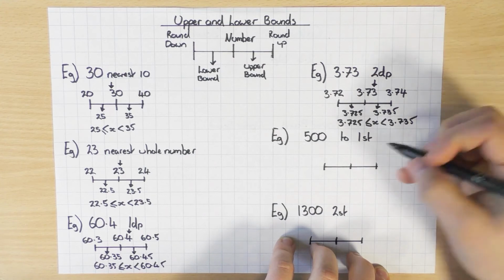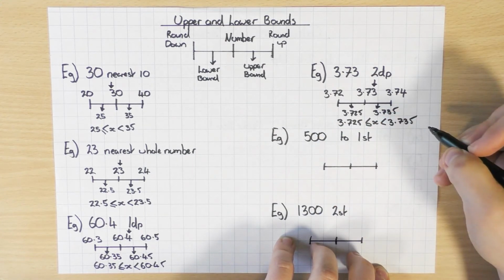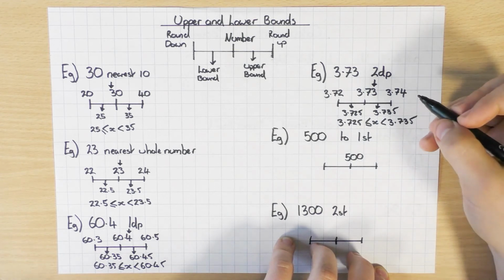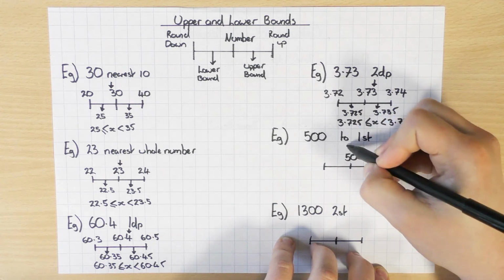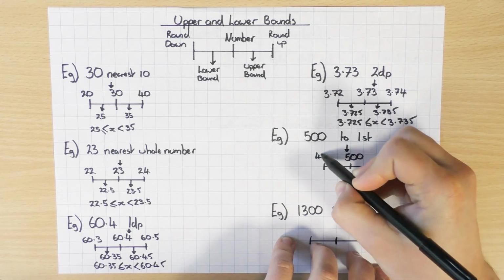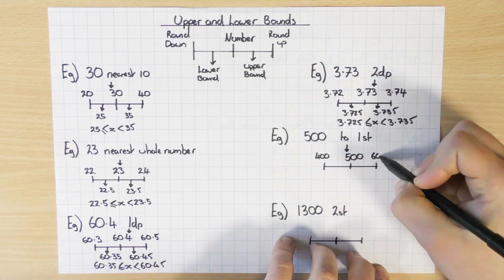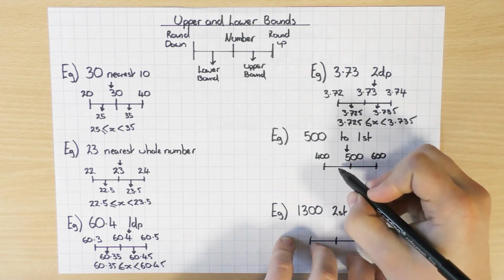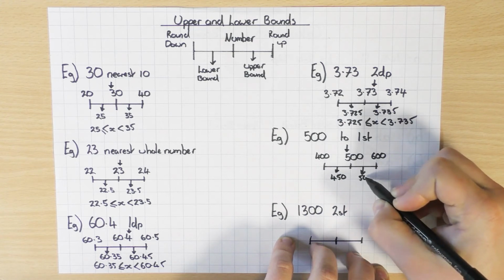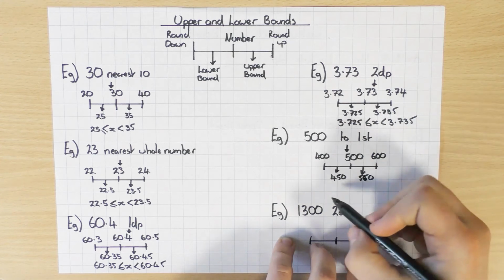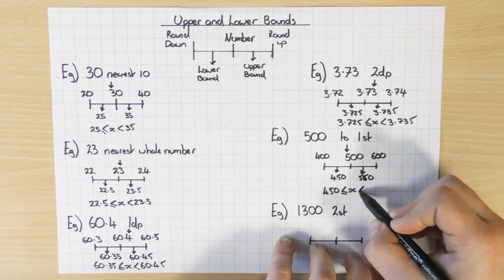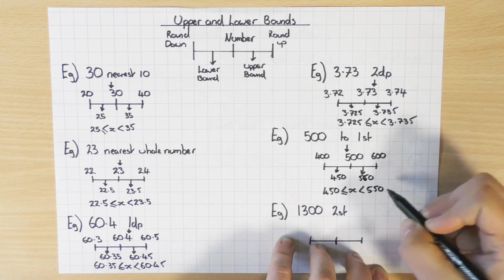So that's some whole numbers, nearest tens, decimal places, significant figures. This one always seems to trip people up. Let's give it a go. 500 has been rounded to 1 significant figure, so my number is 500. Now the first significant figure is the first non-zero number, in which case the 5 is the first significant figure. So if I was to have rounded down, it would have been 400, and then up would have been 600. In the middle, I'm going to have 450 for the lower bound, upper bound, 550. And again, your error interval, 450 is less than or equal to x, which is less than 550.